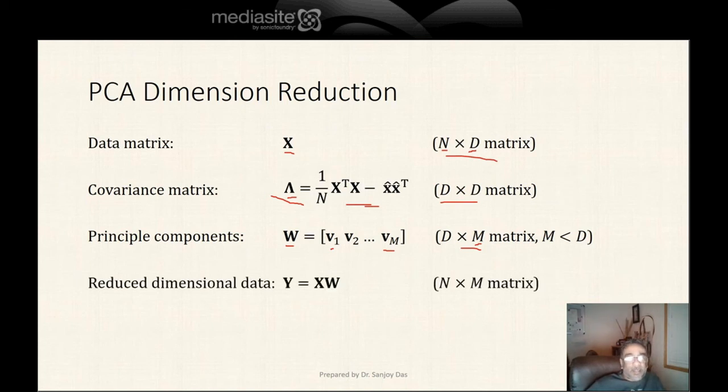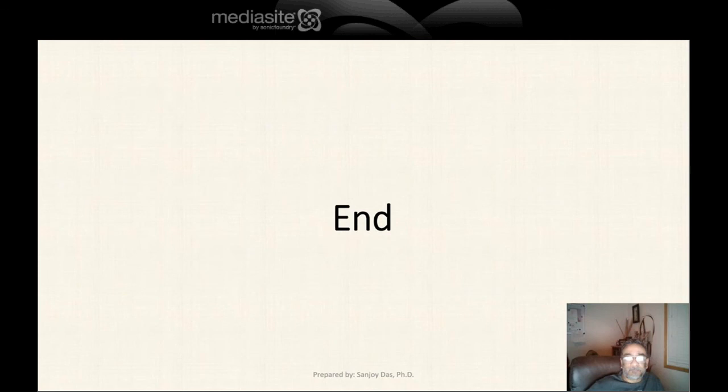And so the reduced dimension data Y is simply X post multiplied with W, and that's an n by m matrix. So we had originally X, which was an n by d matrix, where d is the higher dimensions, and then after PCA what we are left with is an n by m matrix, and m is the number of desired dimensions. With this, we conclude our lecture on principal component analysis.